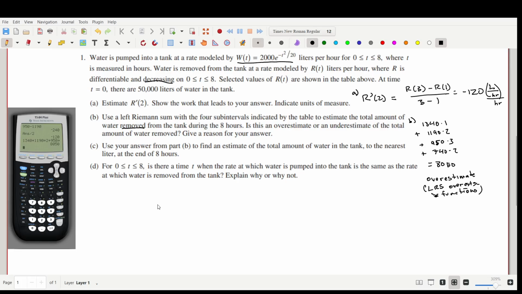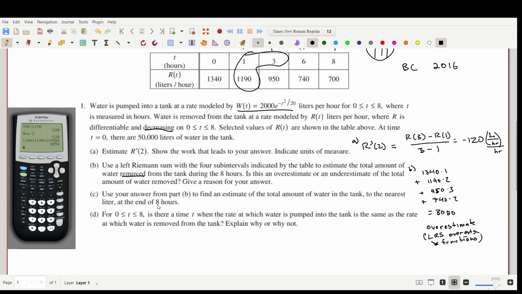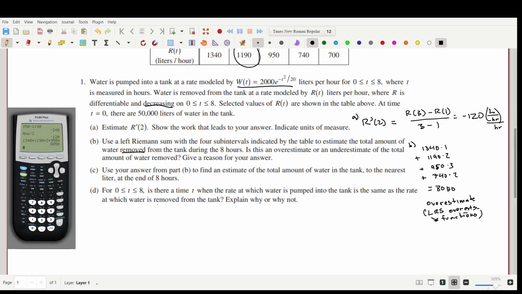All right, part C. Use your answer from part B to estimate the total amount of water in the tank to the nearest liter at the end of 8 hours. Well, the total amount of water in the tank, I'll call that A of t. What do I know about A of t? It's the amount of water in the tank. What's A prime of t? Well, that's the entry minus the exit, so W of t minus R of t. And I know A of 0 is 50,000 because it says so up here.